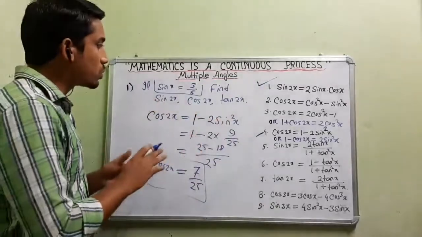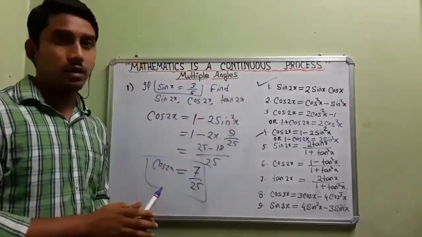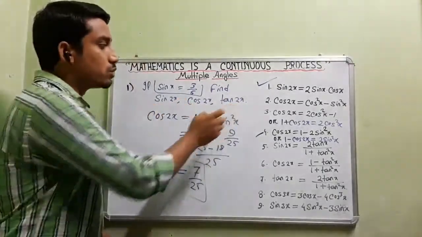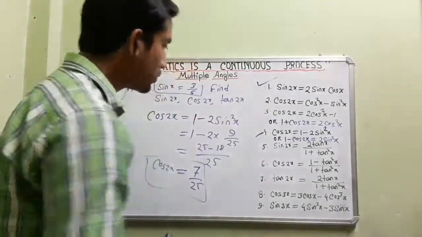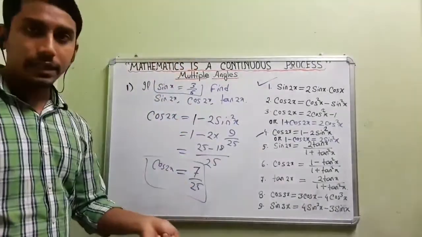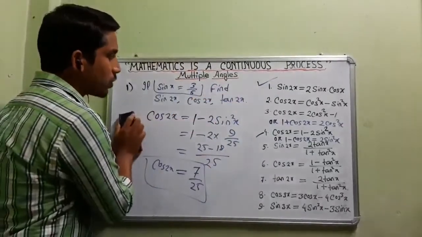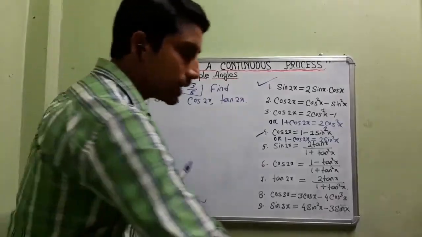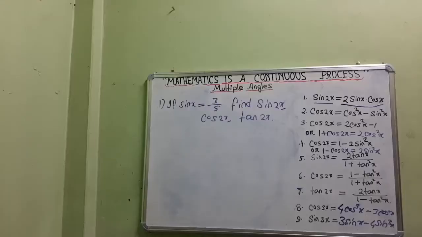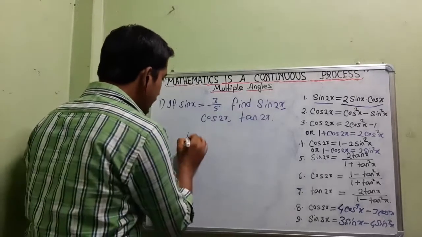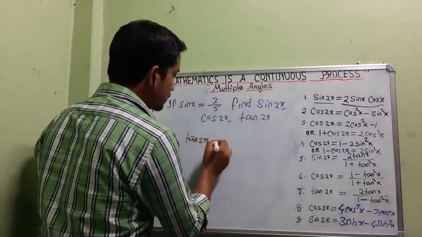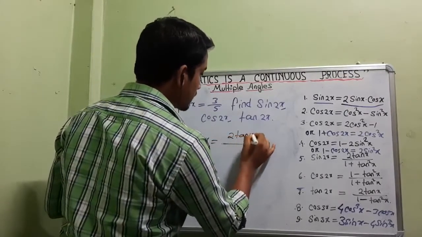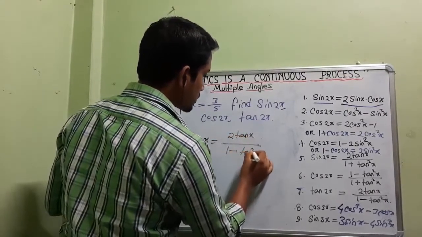But if the question is just tan 2x, you are not asked to find sin 2x and cos 2x, at that time we need to use the identity for tan 2x. So let me show you by solving using identities, it means using these multiple angle formulas. So in this way we found cos 2x. Similarly we can get tan 2x as well. So tan 2x is equal to, we know the identity directly, 2 tan x divided by 1 minus tan square x.